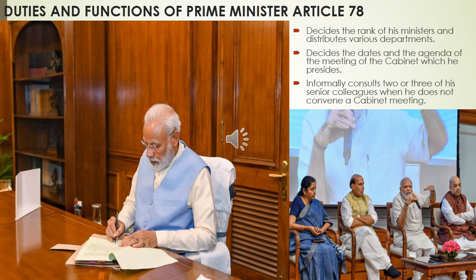Then he conveys to the President all decisions of the Council of Ministers concerning the affairs of the Union and proposals for legislation. So he acts as a link between the President and the Council of Ministers. He passes the information, the news, the legislation, and the proposals decided by the Council of Ministers to the President.